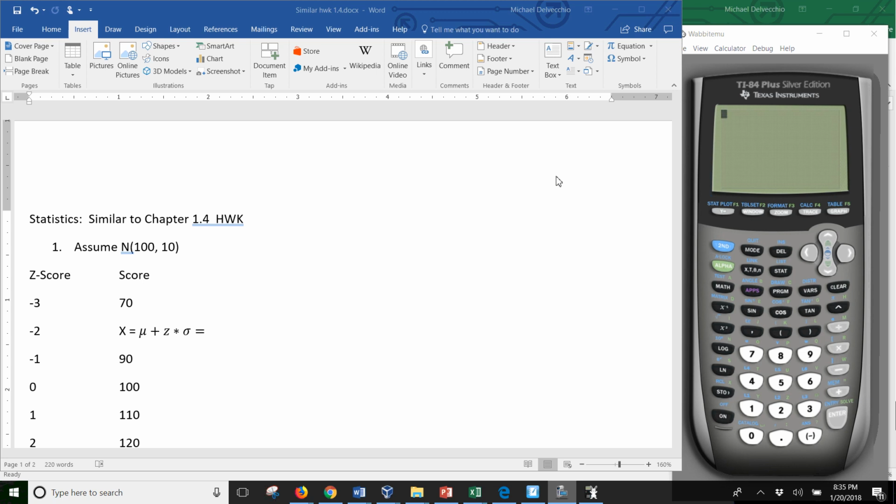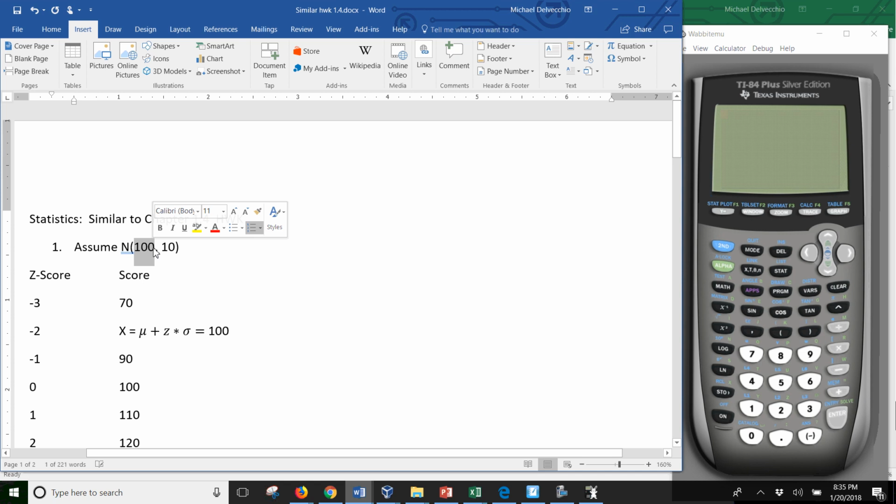So here we have a z-score of -2. And you want to find out what this x value is, this actual score. So we get x equals mu plus z times sigma. That was the formula we derived in class. So mu is 100. You can tell that from up here, right? Assume normal, mu 100, just the mean, and standard deviation 10.